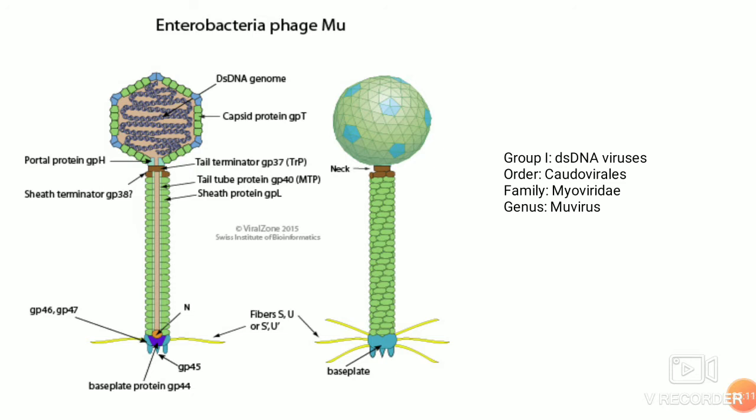And if you see from electron microscope pictures, it looks like a knob. The way this icosahedron is arranged, it looks like a knob-like structure. The tail is contractile and has a base plate and six short base fibers, that is the tail fibers.